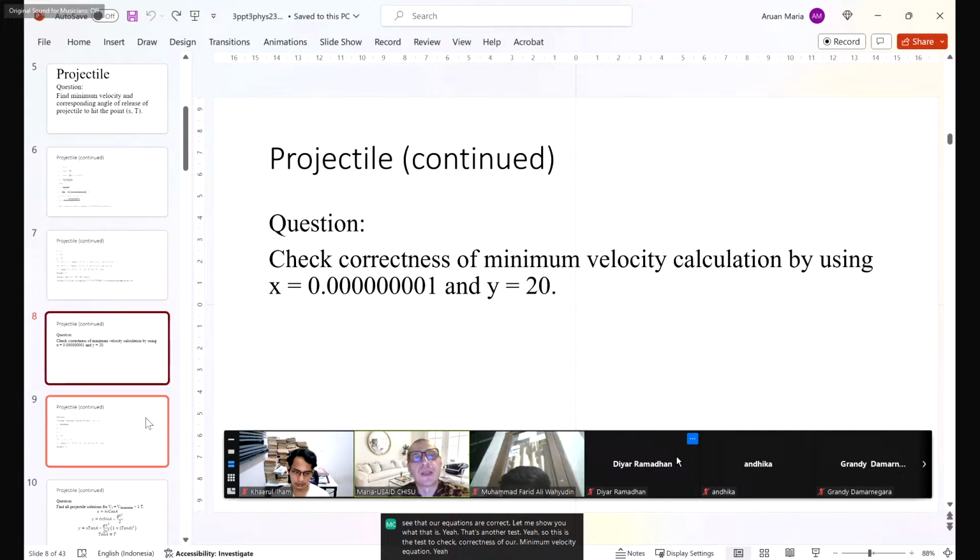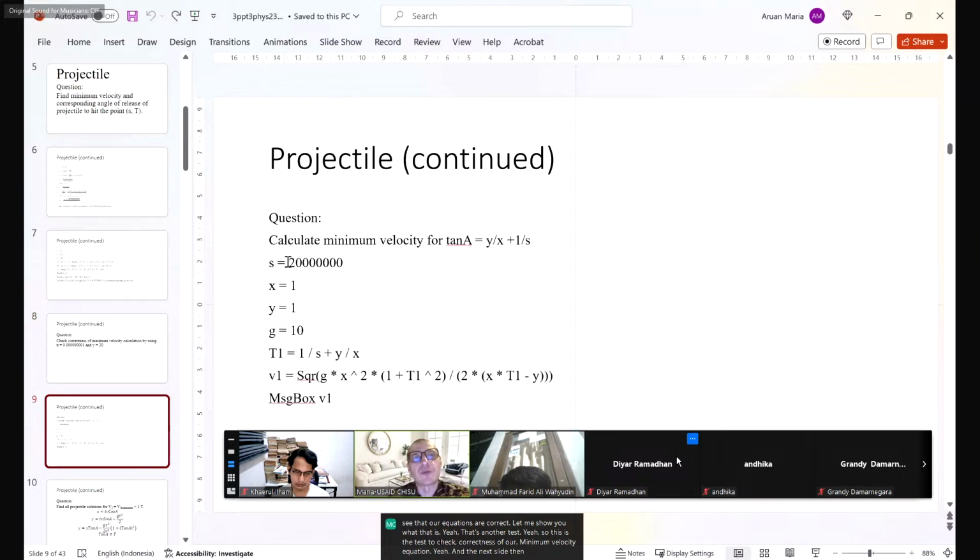And the next test, I would like you to calculate minimum velocity for tangent A being x over y plus 1 over s, where s is your student number, which is like 22 million. 1 divided by 22 million. x is 1 and y is 1. So it's going to be about 45 degrees. And then you find the velocity for this angle of release.